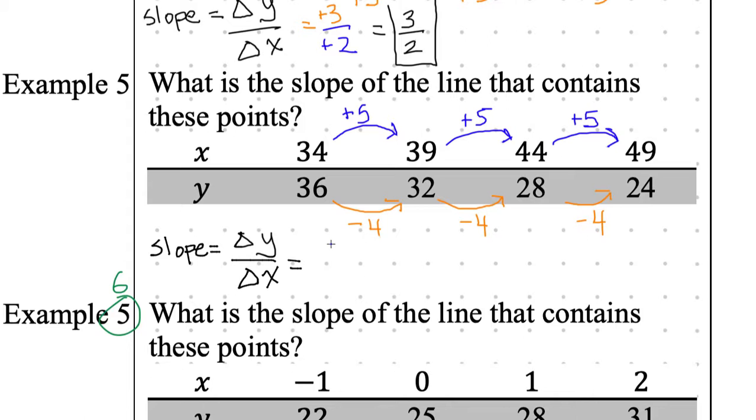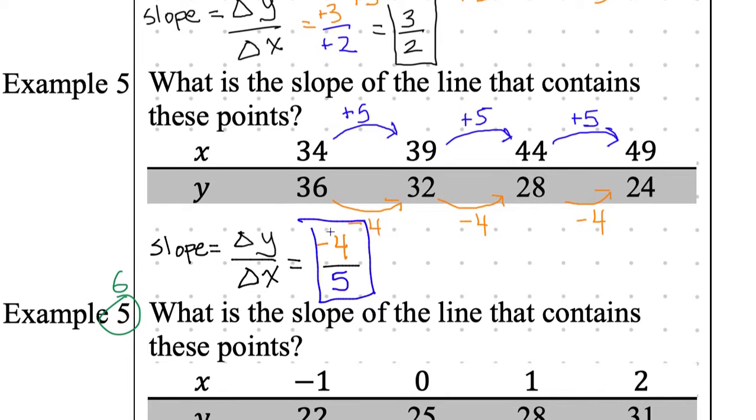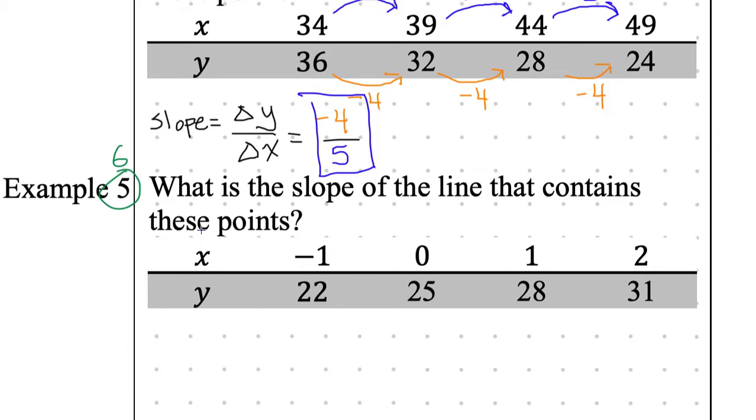All right, so can someone give me my answer? What is my slope? Kira? -4/5. -4/5 is the correct answer. Thank you. And then you guys can do second example number 5, which is really example number 6, and then you'll be done.